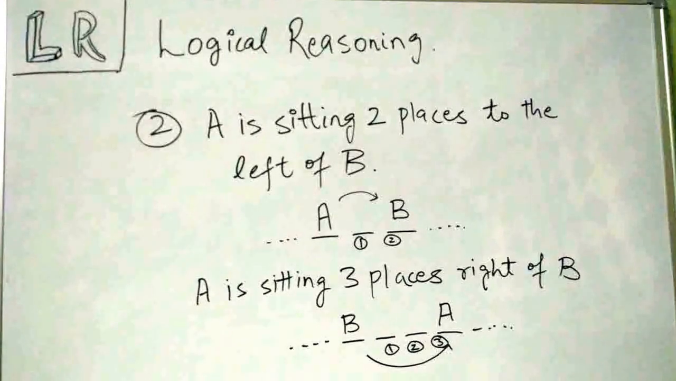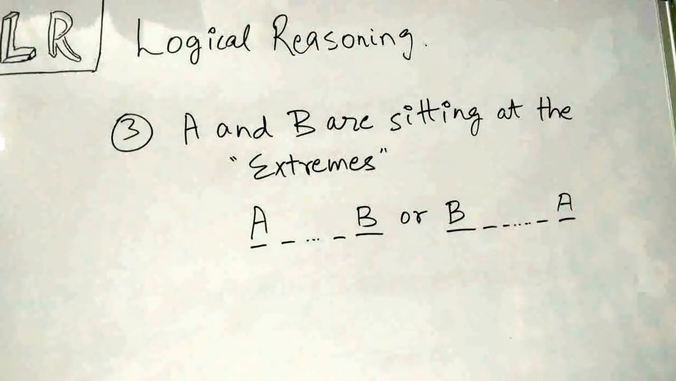Next we have, when we say A and B are sitting at the extremes. When we say A and B are sitting at the extremes, we mean that both A and B are at the endpoints. It can be on the left side or it can be on the right side. If it is not mentioned, we will consider both the cases. So when A and B are sitting at the extremes, we're talking of the leftmost and rightmost positions, and these are occupied by A and B.